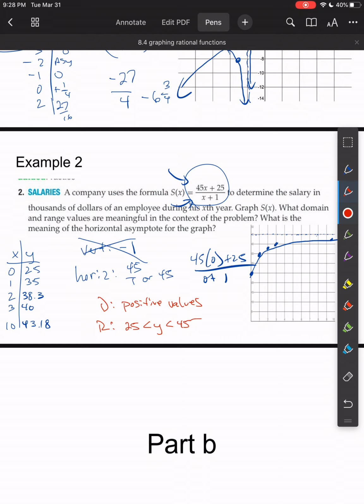And the meaning of the horizontal asymptote would be that your salary, no matter how long you work there, is never going to go over 45,000. So that's what it's asking you for, the meaning of the horizontal asymptote. It's just saying salaries will never go beyond that 45.